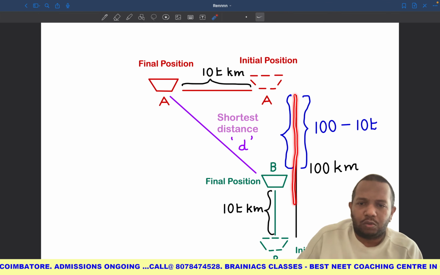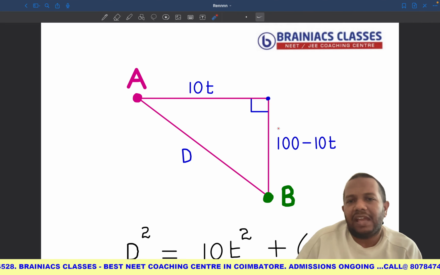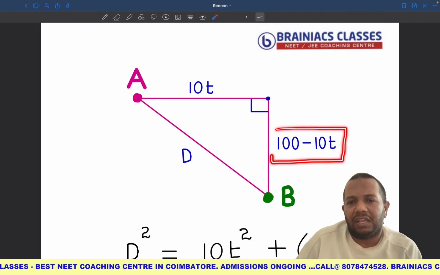That is the remaining distance, or this distance I can tell as 100 minus 10t, and this distance we know is 10t kilometers. Okay, and this is what we need to find out. Now we will redraw this diagram in another way, in the form of a right angled triangle. We know this is 10t kilometers, and this is the distance d we need to calculate, and this is 100 minus 10t kilometers.